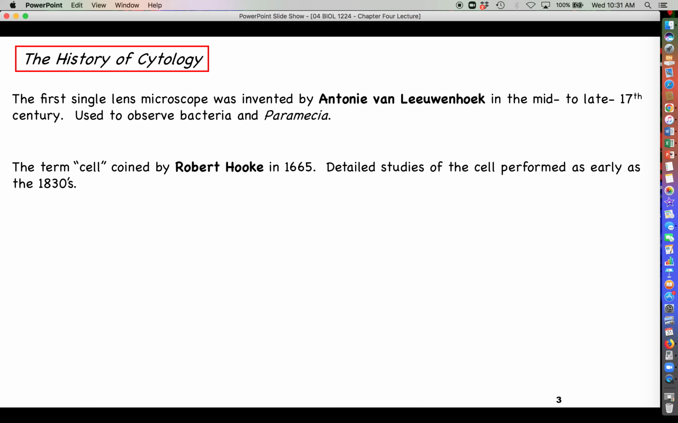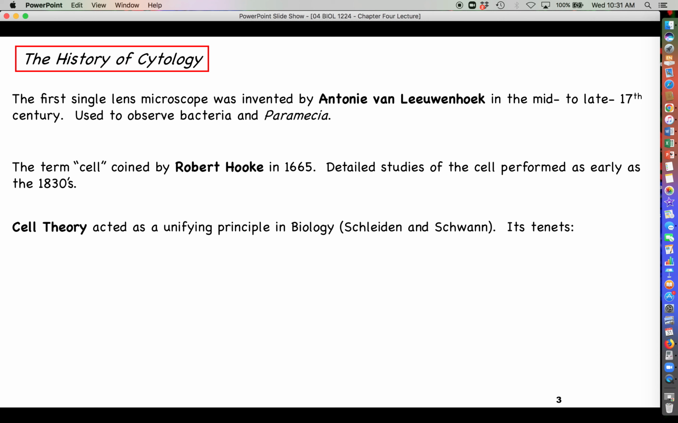This was actually great, though, because we were able to confirm this with more detailed studies of cells using more advanced microscopy as early as the 1830s, the early 19th century thereabouts. Actual cell theory, which includes all the tenets and all the unifying principles that really bring all these different organisms together, was laid out by two gentlemen named Schleiden and Schwann. The main thing we want to focus on here are the tenets of this theory.